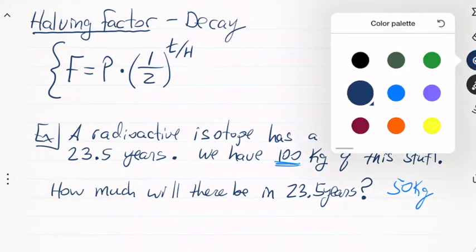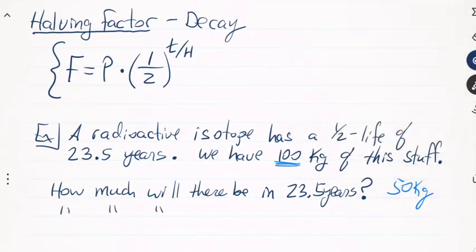So then the next question would be, how much will there be in 47 years? Well, 47 years is just another 23.5 years, so we would expect half as much. So this would be down to 25 kilograms. And then to figure out the next one, which would be 70.5 years, it would be half of 25 kilograms, which is 12.5 kilograms, and so forth and so on. But if you keep dividing this number by 2, you'll never ever get down to 0, because there will be a little bit left over.